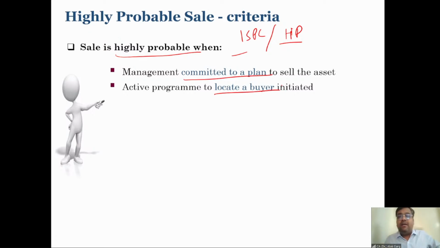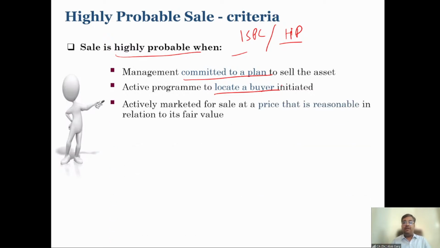How will we ensure that an active program has been initiated? You need to ask the management what efforts they have taken to locate a buyer. Show me. Management will show you that they have given an advertisement in the local newspaper, listed it on their website, and started talking to competitors. So you need to look at those aspects. Management must be committed to a plan to sell the asset, and an active program to locate a buyer must have been initiated.